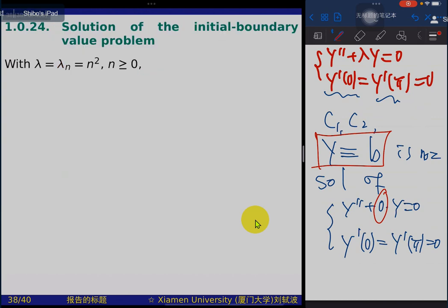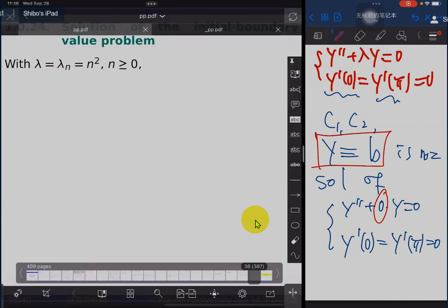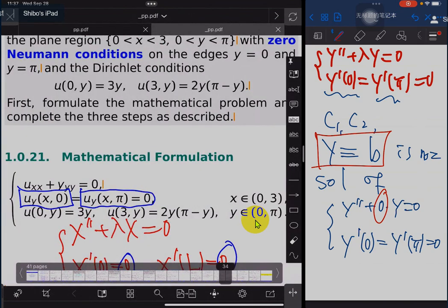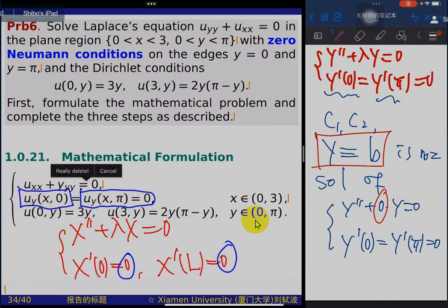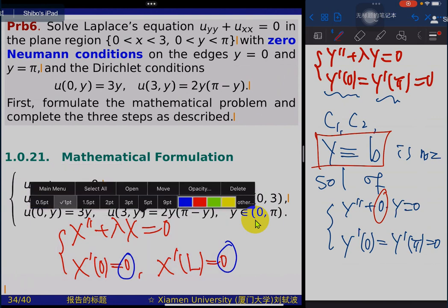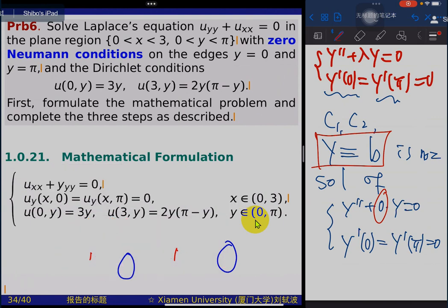Okay? The last question in this problem is to find the solution of our problem. Okay, the solution of this problem.